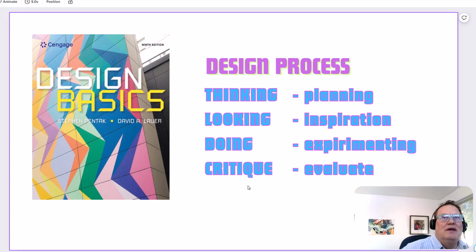So this is Design Basics. It's the book, and then we're going through this process, and it starts off with, okay, this is the design process, and this is thinking, and I'm going to equate this with planning, looking, and this is where we're looking for inspiration. And the doing, this is where we experiment, and then once we get it to a certain point, then we're going to critique and evaluate. So this is the process that they talk about in this class, and we will focus on art in this class.